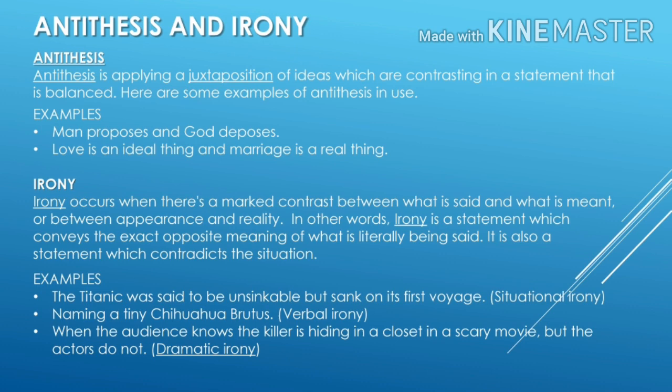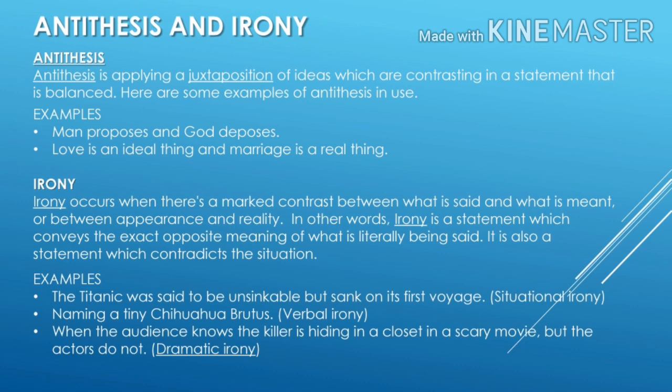So first begin with antithesis. Antithesis is applying a juxtaposition of ideas which are contrasting, in a statement that is balanced. Here are some examples of antithesis in use. Example: man proposes and God disposes. All right. Next we have: love is an ideal thing and marriage is a real thing. So we have two contrasting things, which is balanced.